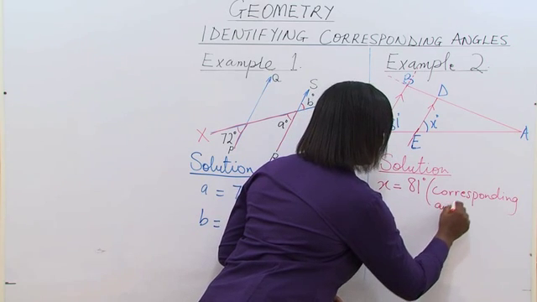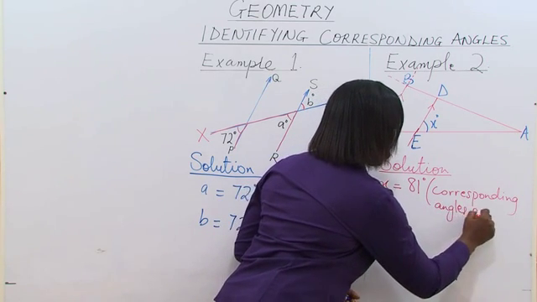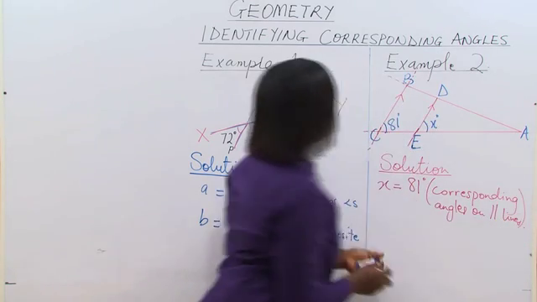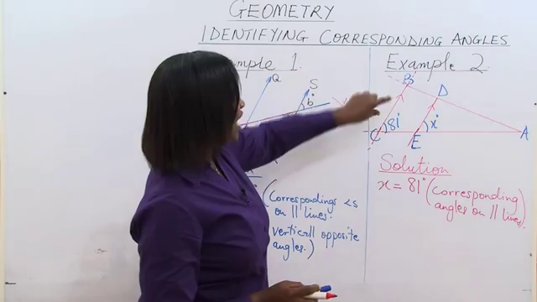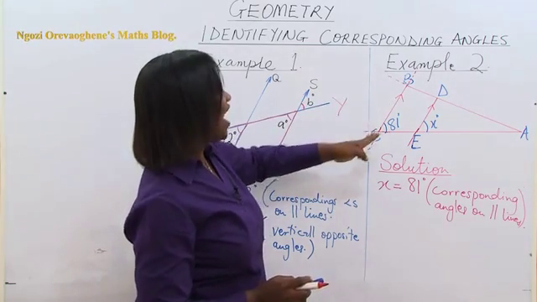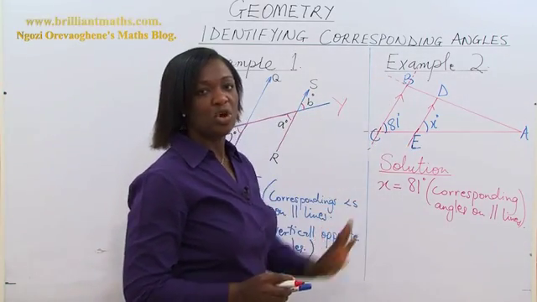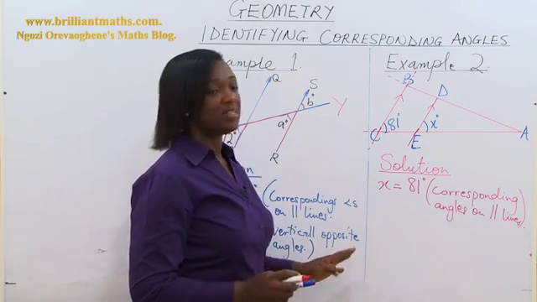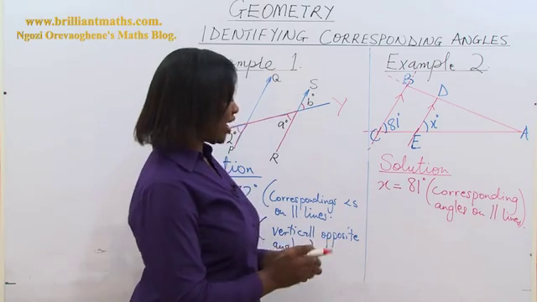Corresponding angles on parallel lines. When you get figures like this, what you need to do is extend the lines so you can identify the parallel lines, identify the transversals, and it will be easy for you to work out.